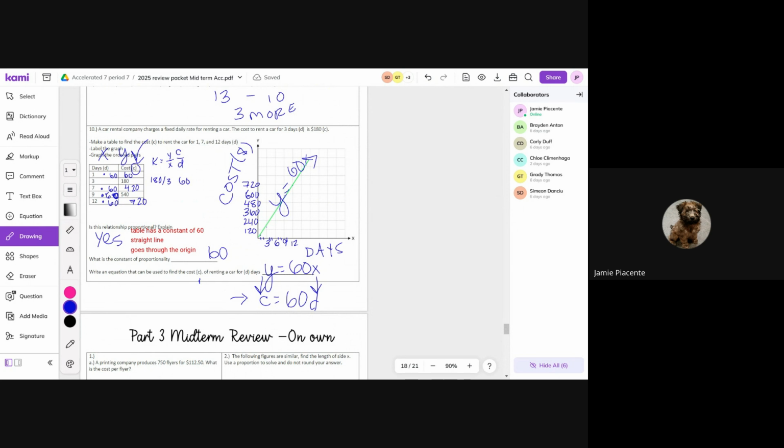Like I said, please know that I have not gotten any emails to change the midterm. So assume that the midterm is still tomorrow.